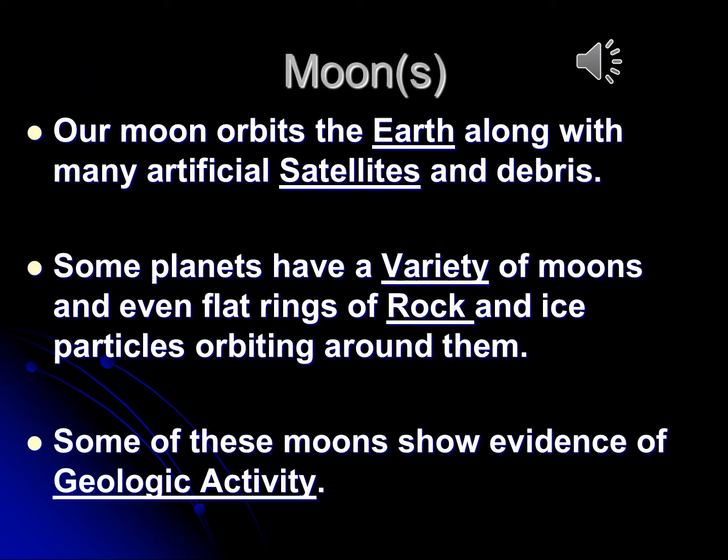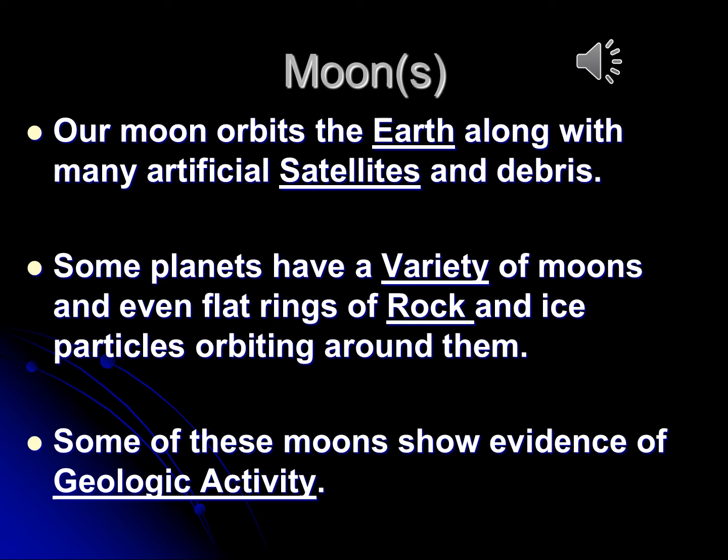In this slide, we're going to talk about moons. Our moon orbits the Earth along with many artificial satellites and debris. Satellites means anything that orbits around another object. So, for example, the moon orbits around us. So the moon is our satellite. We orbit around the sun, so we are satellites to the sun.